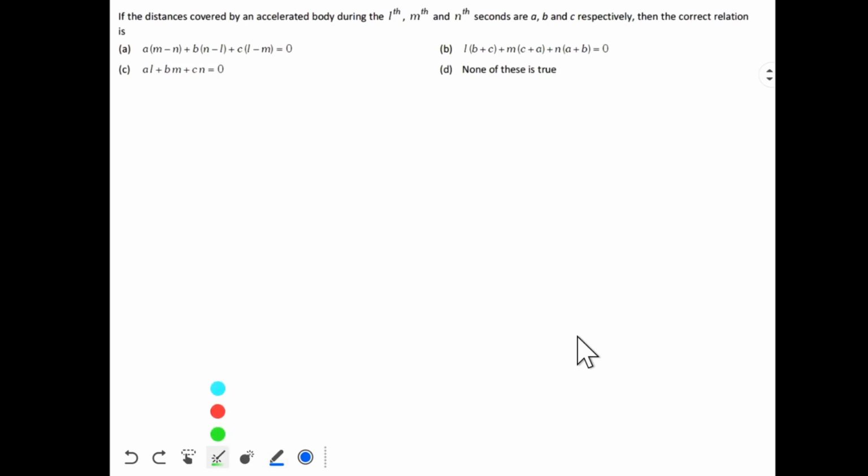Okay, look at this question again based on 1D motion. If the distances covered by an accelerated body during the lth, mth, and nth seconds are a, b, and c respectively, then the correct relation is. Four options are given. We have to check the relation.